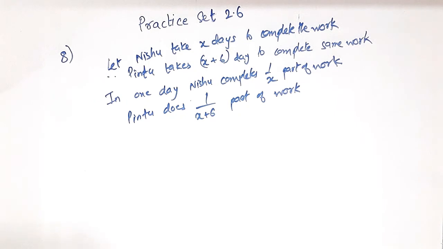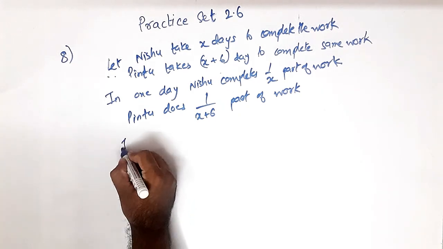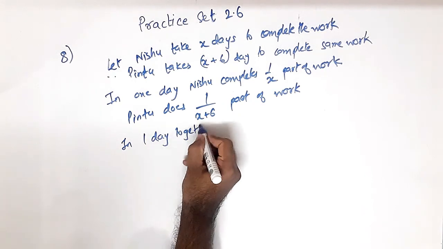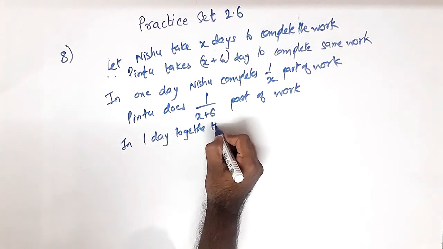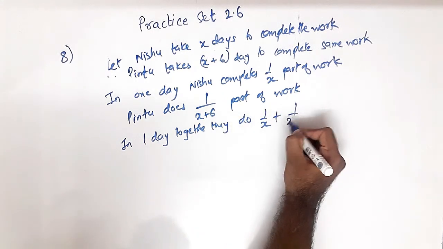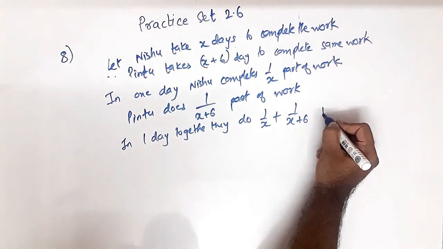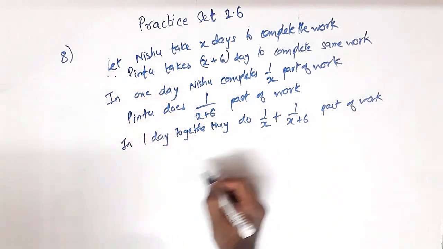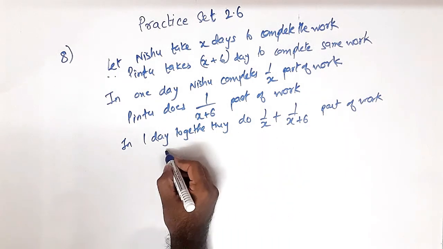The condition given is that together they finish the work in 4 days. So I'll first write, in one day together they do 1 upon x plus 1 upon x plus 6 part of work. Okay, so let us solve this.